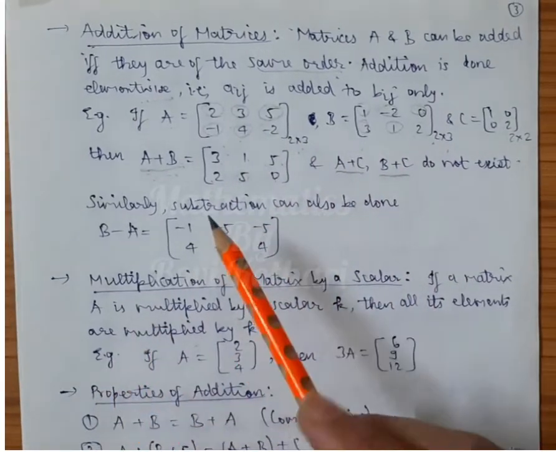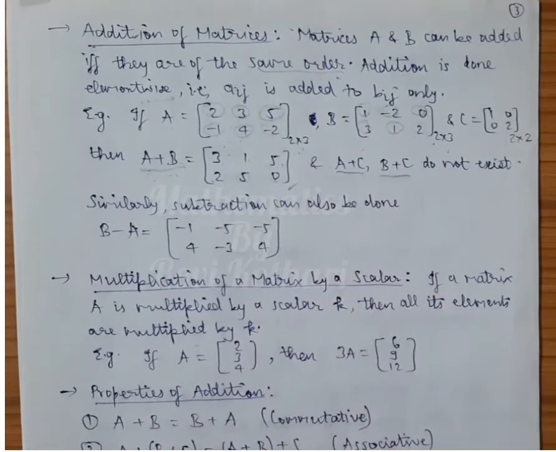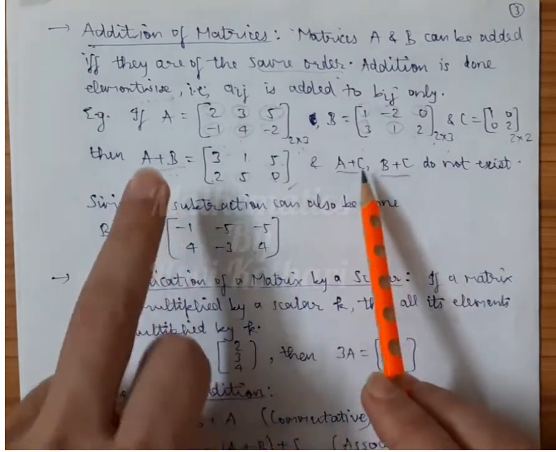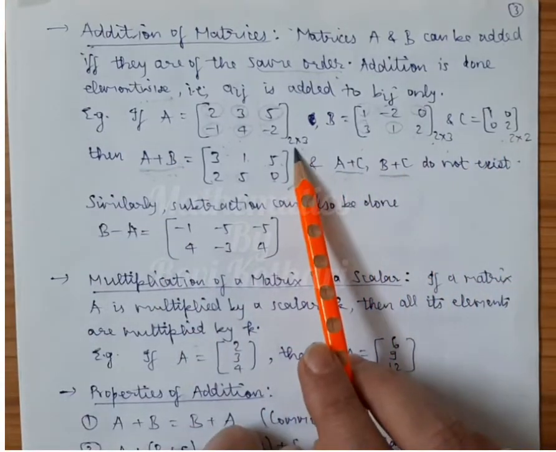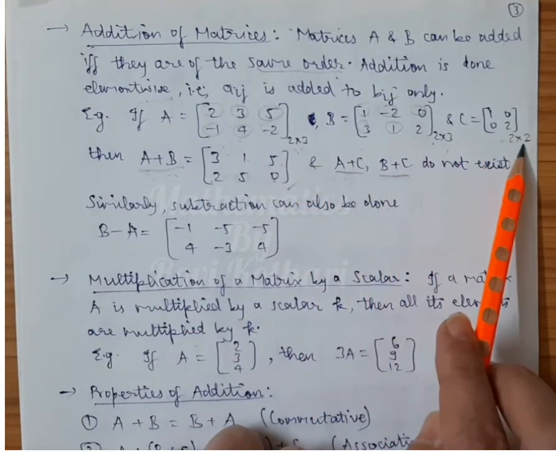So what is the answer for A plus B? It is this matrix. Now if I ask you, can A plus C be found out? So just look at A plus C. What is the order of A? 2 by 3. What is the order of C? 2 by 2. Are they of the same order? No.